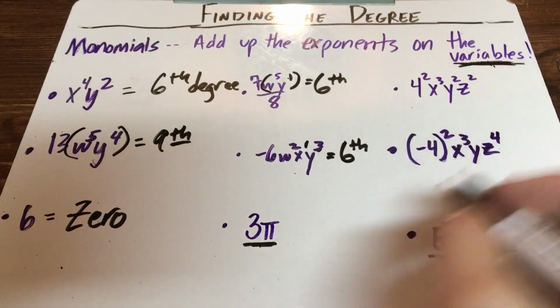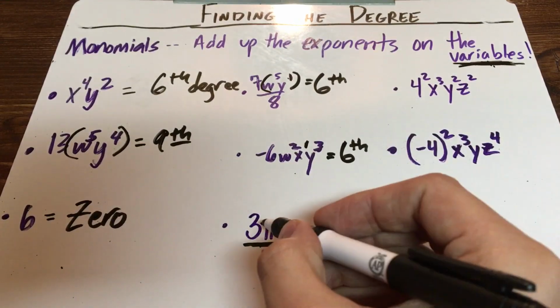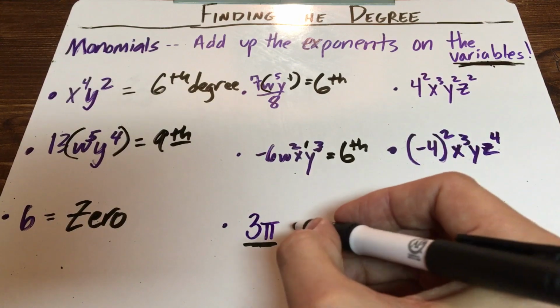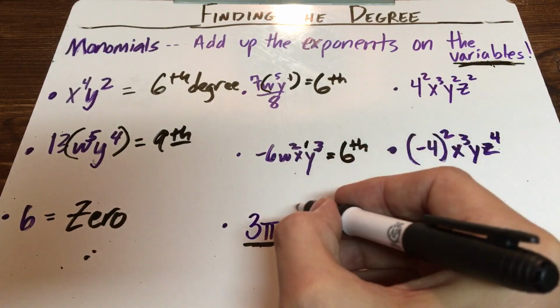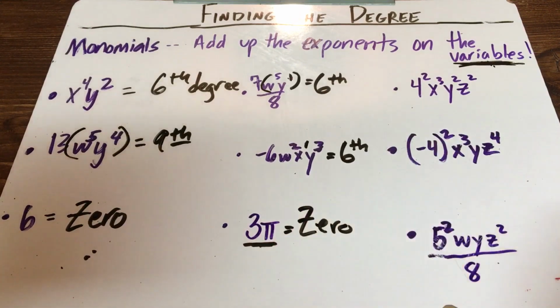So you don't have any variables on this one. These are both constants. We know what the number 3 is. We know what the pi symbol is. It never changes. So we don't have any variables. If you don't have any variables, just like over here, the degree is 0.